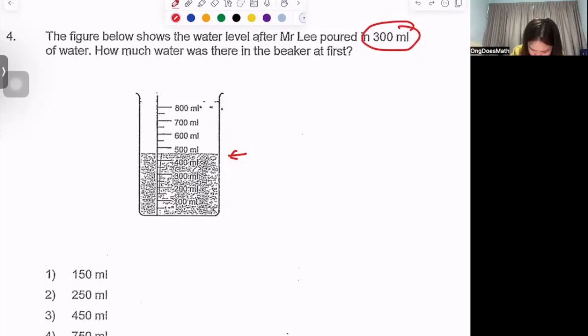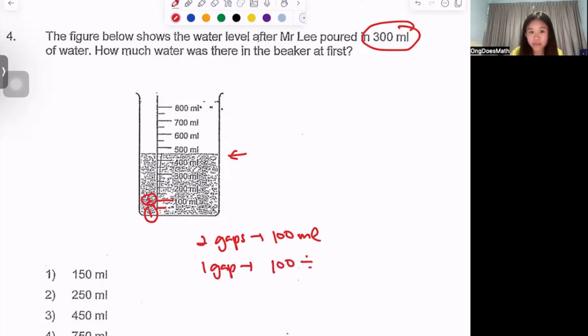you can see that there are 2 gaps that makes 100 ml. 1 gap, 2 gap. Which means that what does 1 gap represent? So if I write this down, 2 gaps represent 100 milliliter. Which means that 1 gap should represent 100 divided by 2 milliliters, and that will give you 50 ml. That's why this interval over here should give you 50, and hence this guy over here should give you 150.